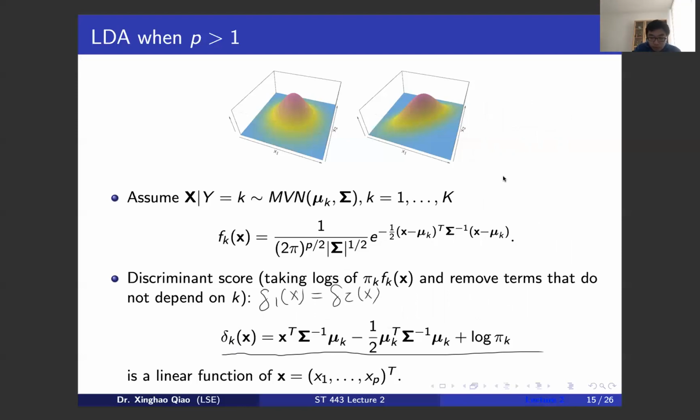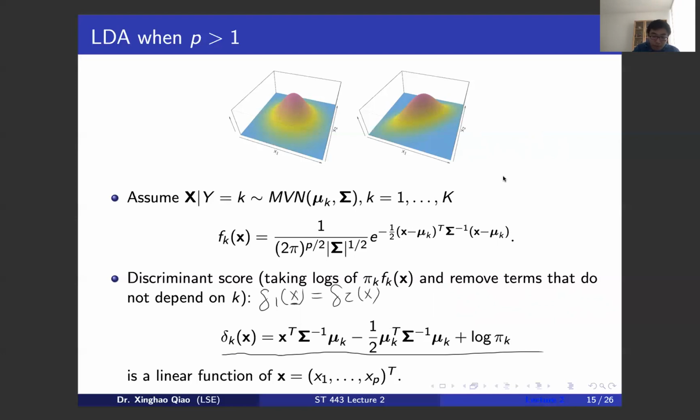And then we can solve the decision boundary such that delta 1 of x equals delta 2 of x. And then we can give the decision boundary, which is the Bayesian decision boundary. Okay. And from the data, you can estimate the parameters.